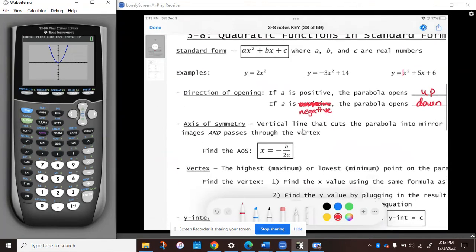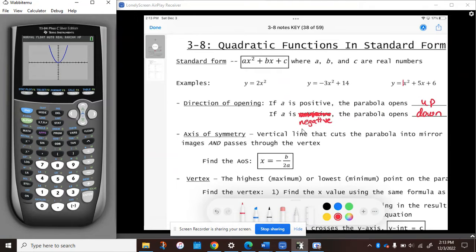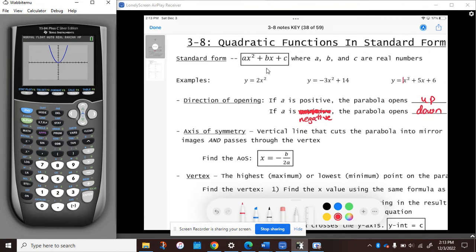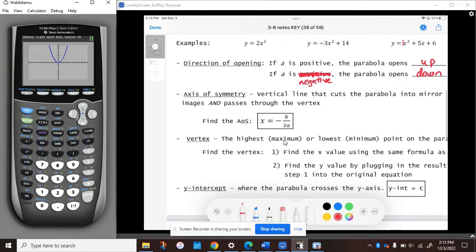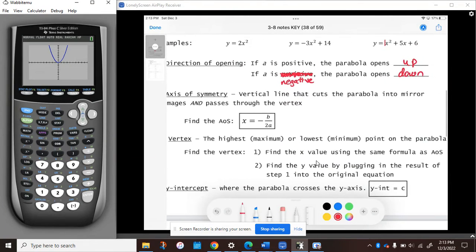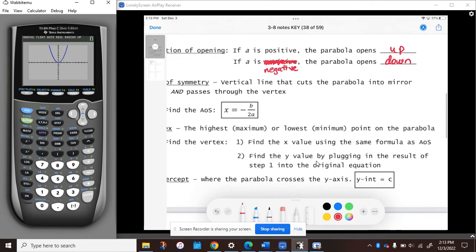Finding the vertex is also a bit of a process. When you're dealing with a function in this format instead of the one that we did yesterday, you can't just look at these numbers and automatically know where the vertex is. You have to first find the axis of symmetry, and we know, just like we talked about before, that the axis of symmetry and the vertex have the same x coordinate.